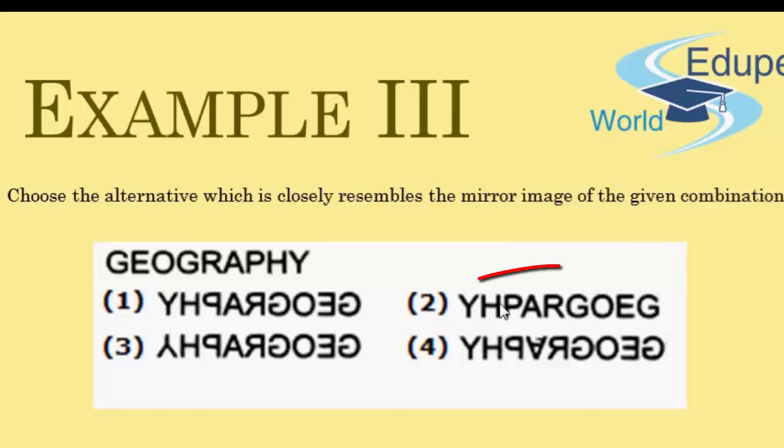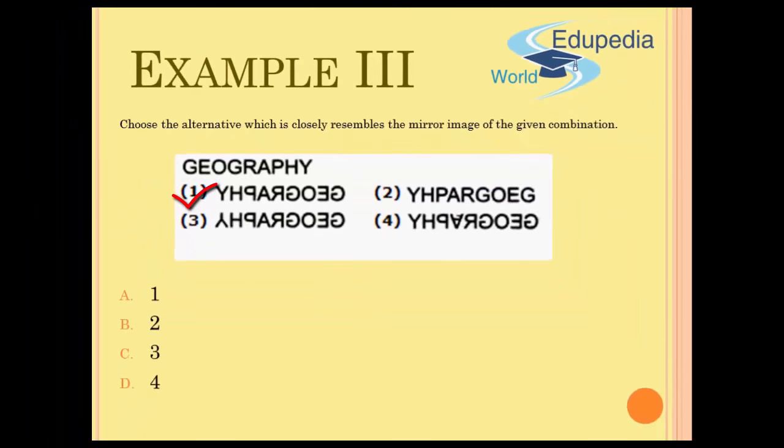Let us evaluate option 2, just so that we are sure that we can eliminate it. We see that in option 2, none of the letters have been inverted about the y-axis. So G has been written as it is, E, O, G, R, A, P, they have all been written as it is. They have not been inverted about the y-axis. So I can go ahead and eliminate option 2 and I will be left with option 1, which should be the correct answer choice.